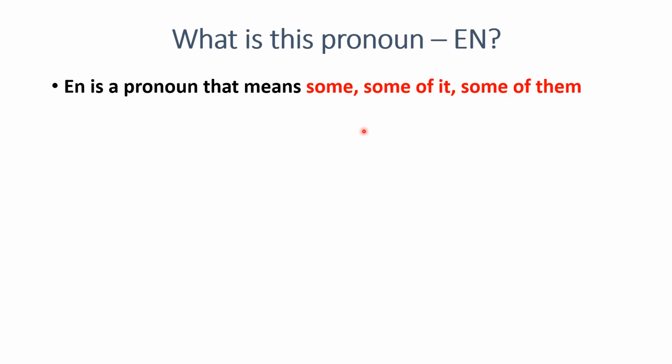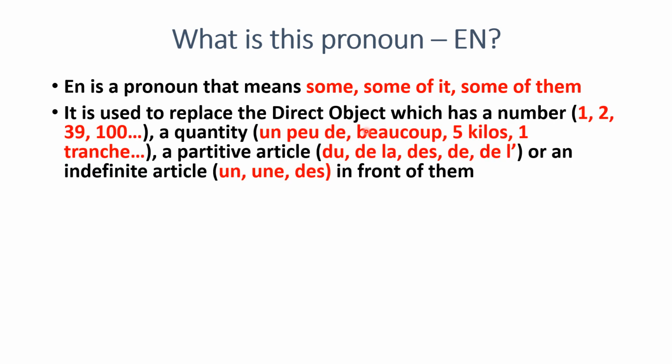D'accord? I have mixed up the red and black font so that you find it easy to distinguish between the important things that should stay in your mind and the not so very important things that need not stay in your mind. So what should stay in your mind is the meaning of the pronoun: some of it, some of them. All right? In negative forms, it means any. I don't eat any. The any in French, in English.